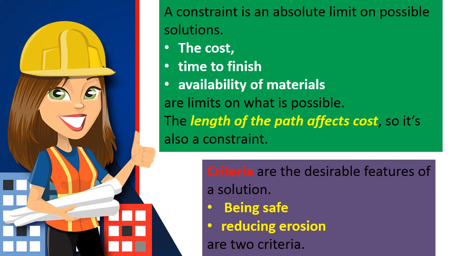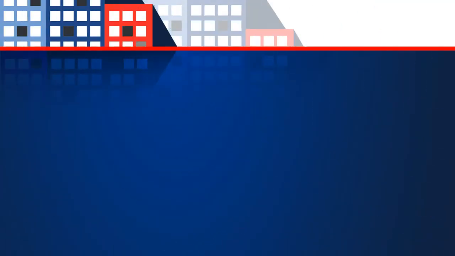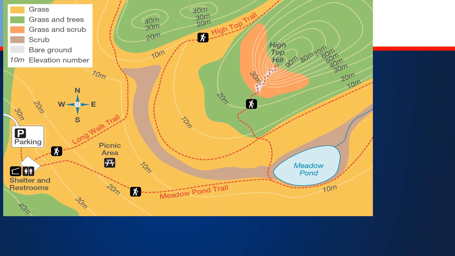Criteria are the desirable features of a solution, the requirements. Anybody that is climbing the hill must be safe, not harmed or injured. Then the reduction of erosion. Those are the 2 criteria we are going to look at in this problem. Now, climbing the hill must be safe, and also the erosion must be stopped. This is an example of a map.